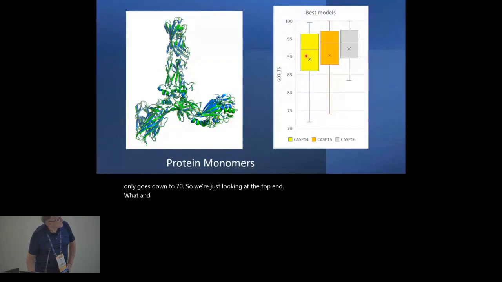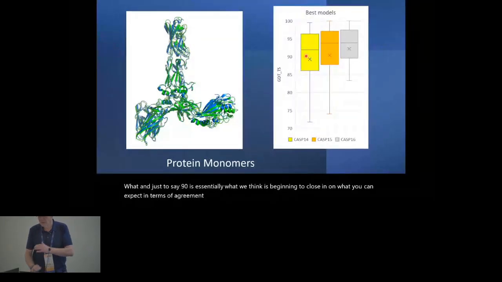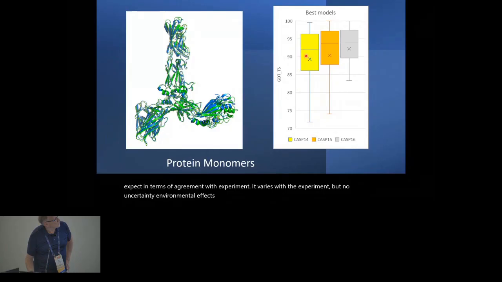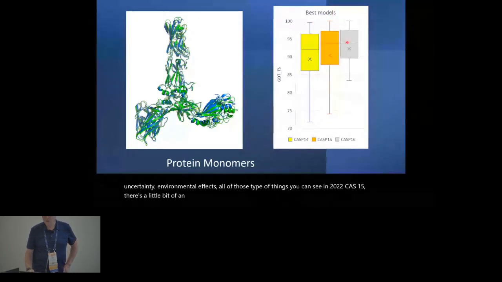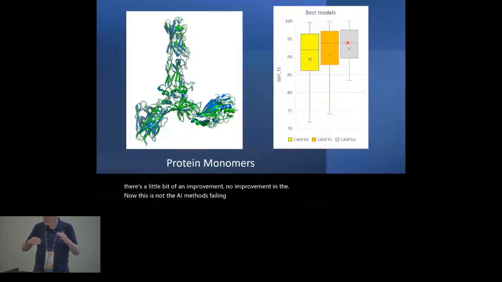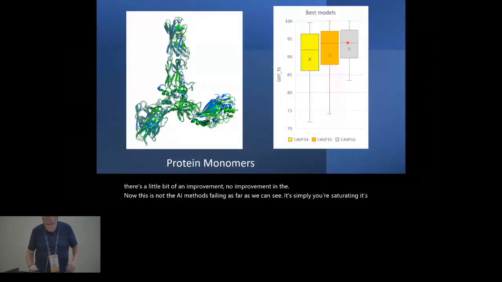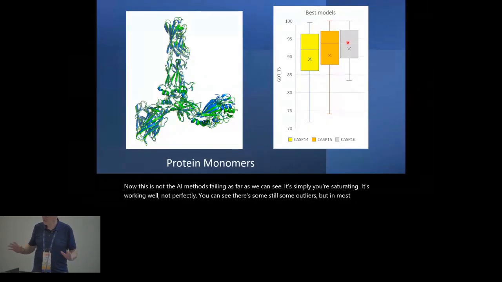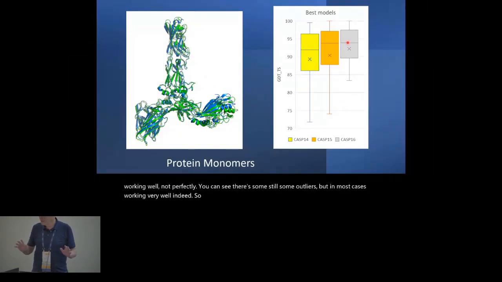And just to say, 90 is essentially what we think is beginning to close in on what you can expect in terms of agreement with experiment. It varies with the experiment, the uncertainty, environmental effects, all of those types of things. So you can see in 2022, CASP15, there's a little bit of an improvement, no improvement in 2024. Now, this is not the AI methods failing as far as we can see. It's simply that you're saturating. It's working, well, not perfectly. You can see there's still some outliers, but in most cases, working very well indeed. So great. This one, for most senses, is done.